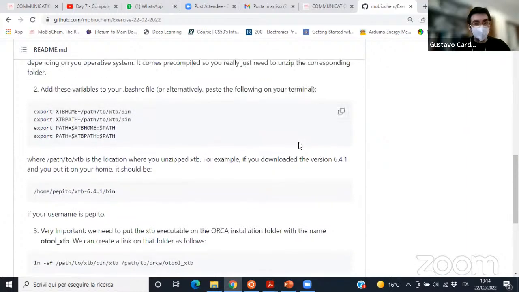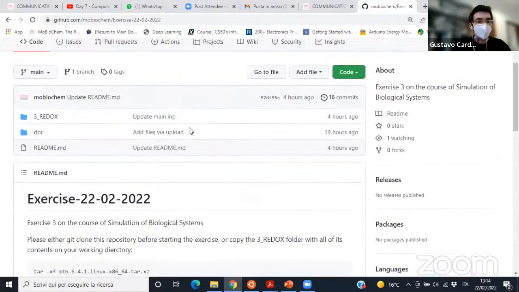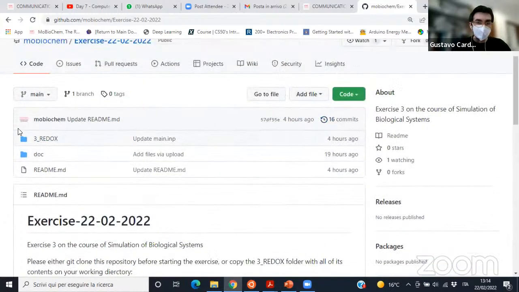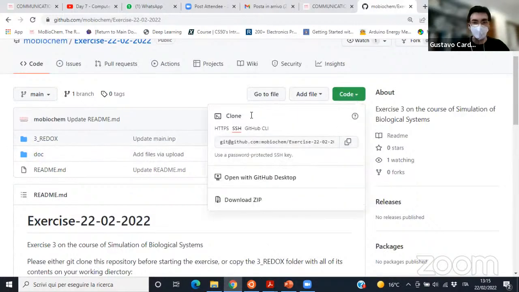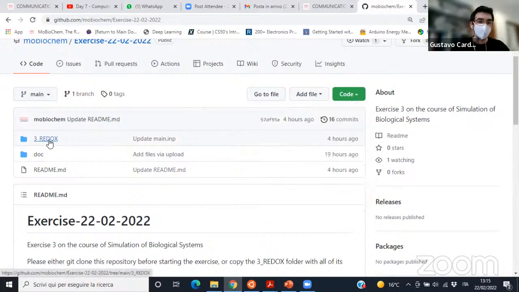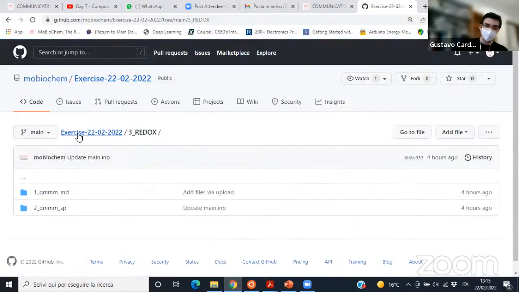Okay. So apart from that, please download. Well, you can either git clone the entire repository, or simply download these 3 lower bar Redox. Let's minimize this thing. Lower bar Redox folder. Okay.